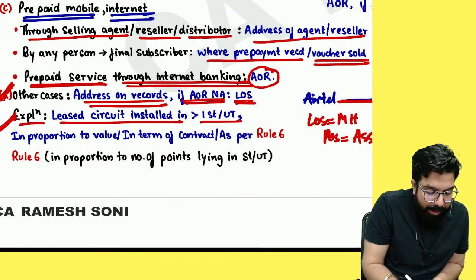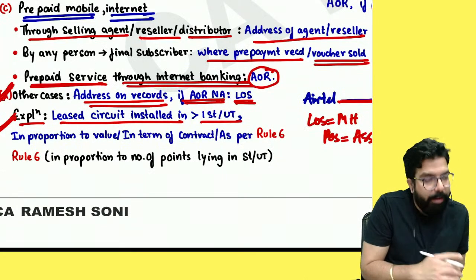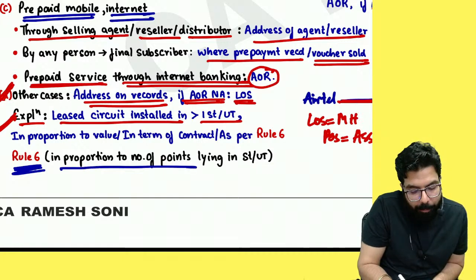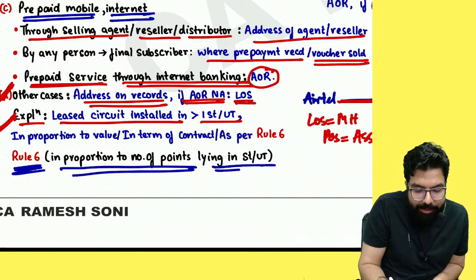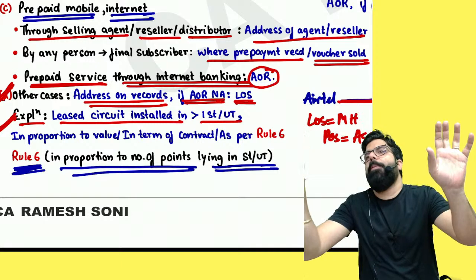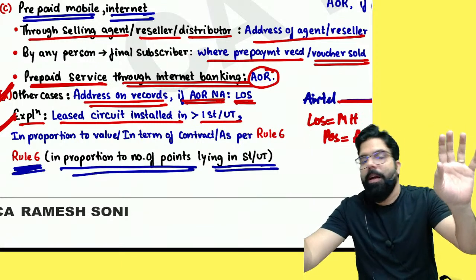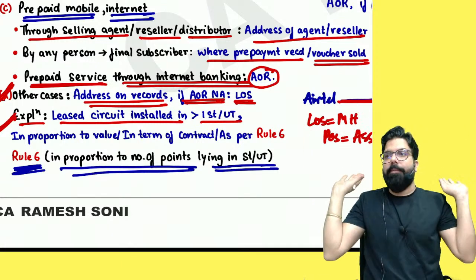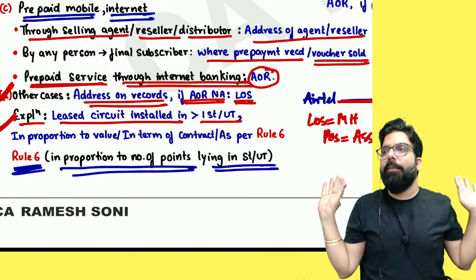Whenever least circuit is there, please apply rule number 6. And rule number 6 says in the proportion of number of points lying in the state or UT. You have to see how many points are lying in Maharashtra, how many points are lying in Delhi. Is my point clear to all? Can we go ahead, everyone?